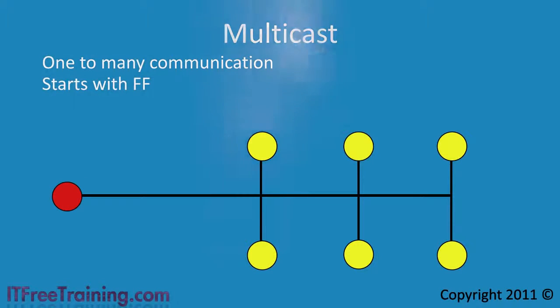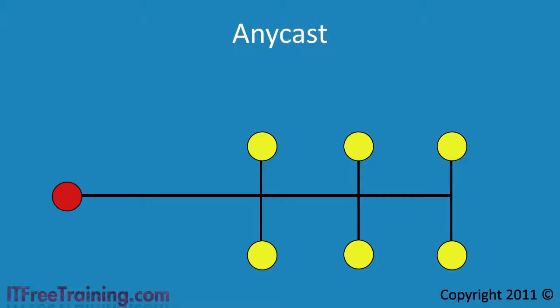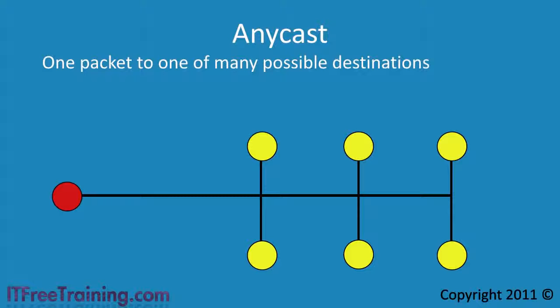The last type of address is anycast. Anycast is when one packet is sent to one of many destinations. For example, if you had the same service installed on many servers throughout your network, you would want the client to be directed to the nearest one.